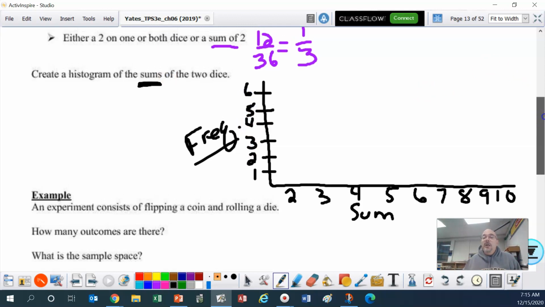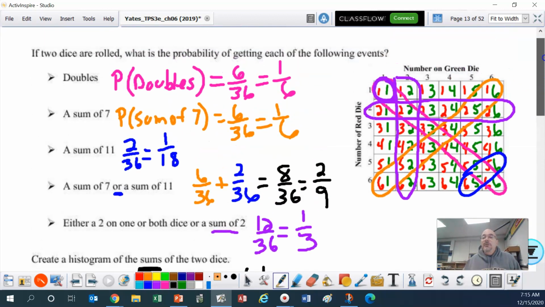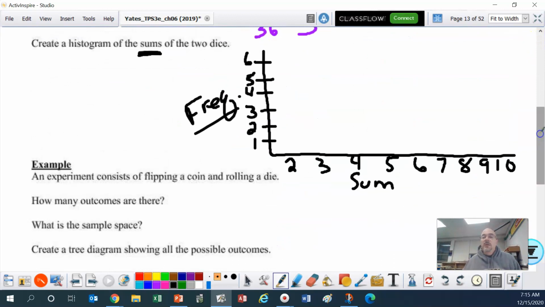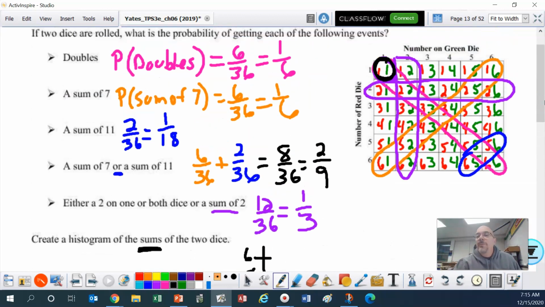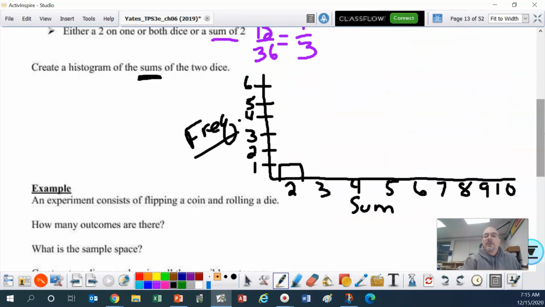So if I look, how many add up to 2? Well, there's only one, ladies and gentlemen, that adds up to 2. So that means this would go up, over, down. How many add up to 3? Well, there's a pattern to this, folks. There's 2 of them that add up to 3. So I'll go up to 2.